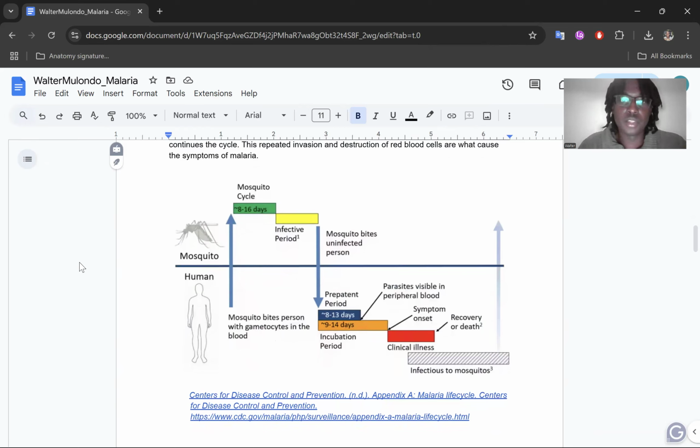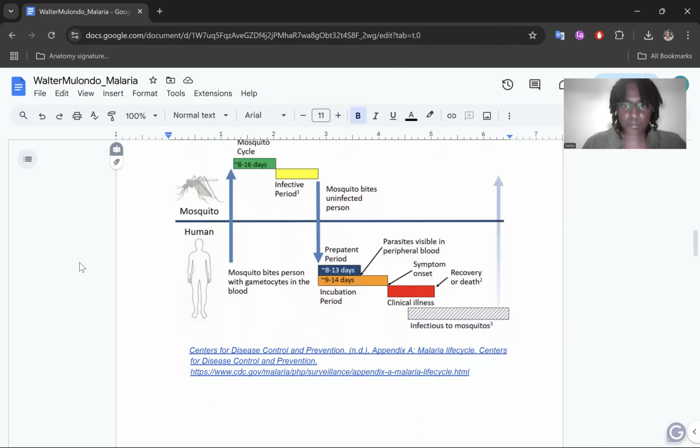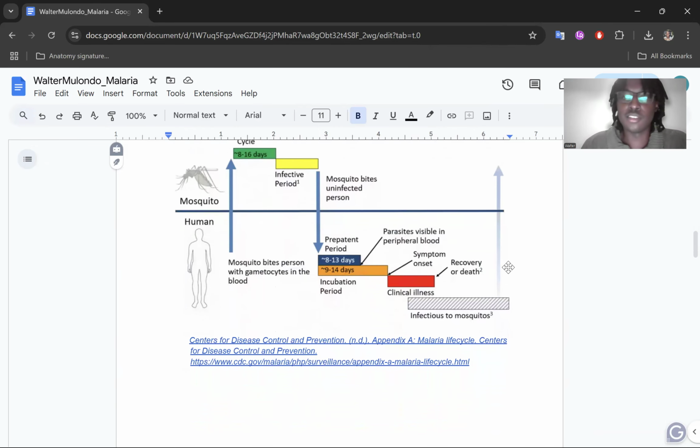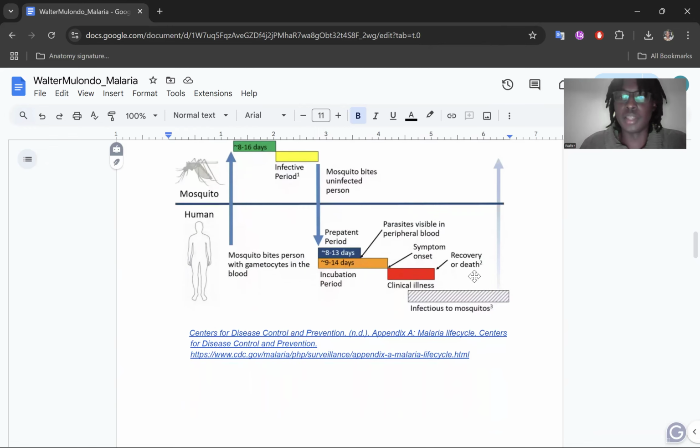The mosquito then bites an uninfected person, effectively transferring the gametocytes to the other patient, who is going to get malaria. There is an incubation period before it is visible in the blood, which is around 9 to 14 days. And in cases where it's not treated, it can lead to death.